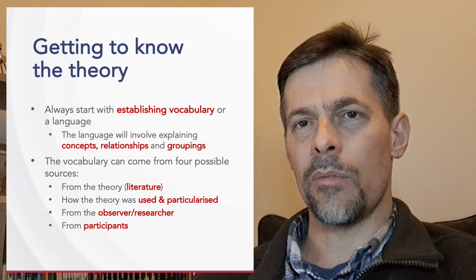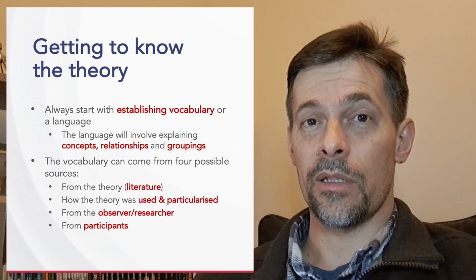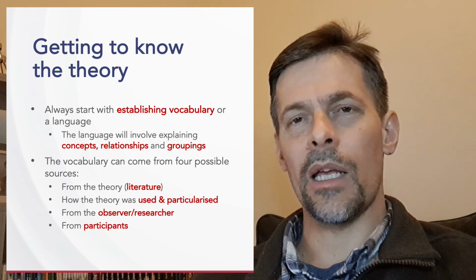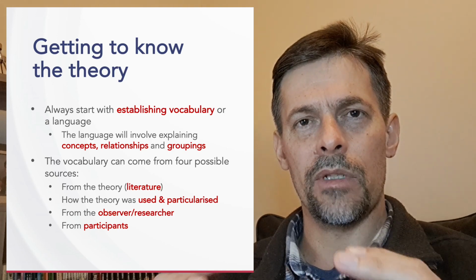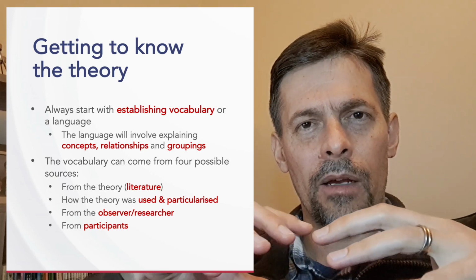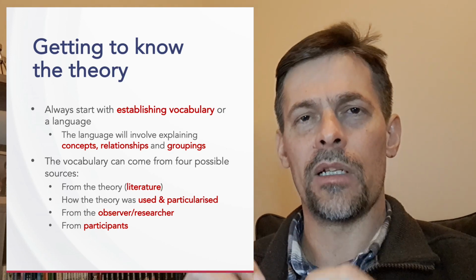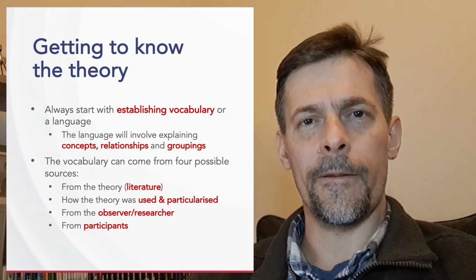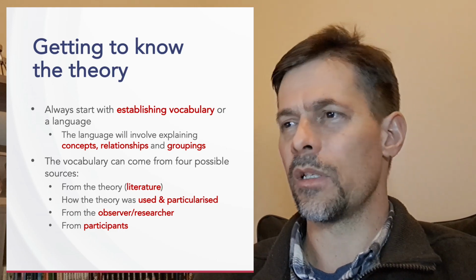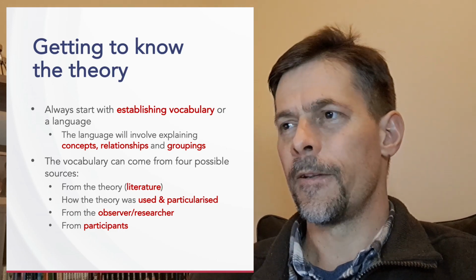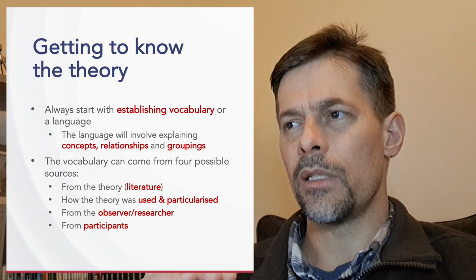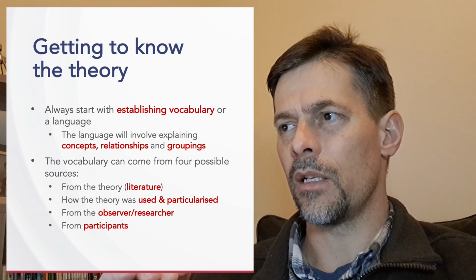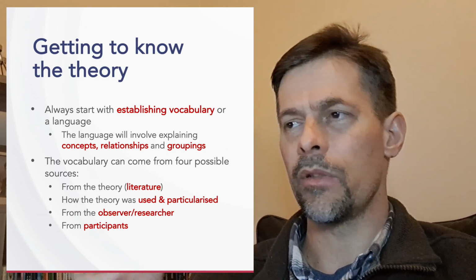The first is that one needs to start by establishing a vocabulary or a language for this theory. By language, I mean that everyone in the field of interest, everyone writing about and using this theory, starts, as a group, as a community, to use a particular language to apply and define the different concepts and propositions. So in essence, you need to master that. When you define your vocabulary, it will involve explaining the concepts, explaining the relationships, and if there are any groupings of those concepts, you need to define that.